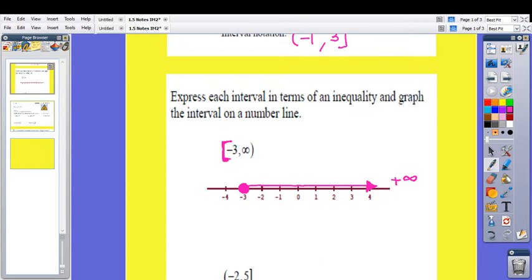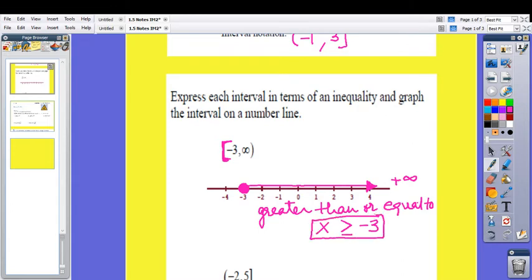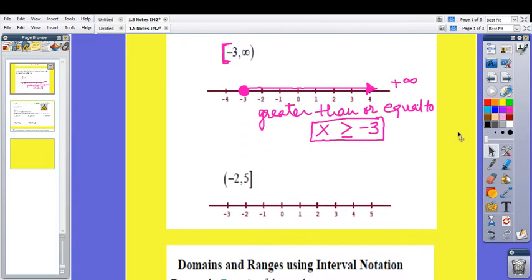And how will we say it? We will say x is greater than or equal to -3. So this is how you write down your inequality. Let's do the next one.